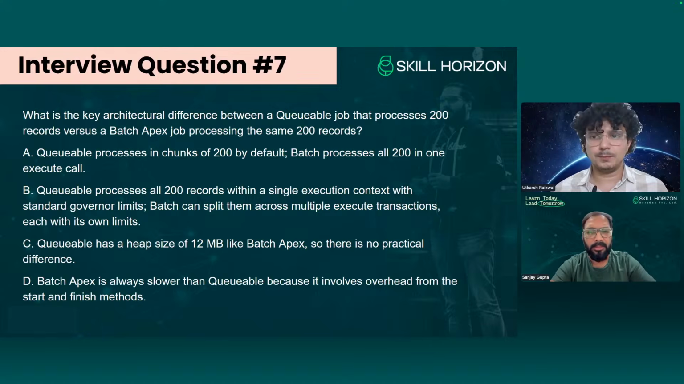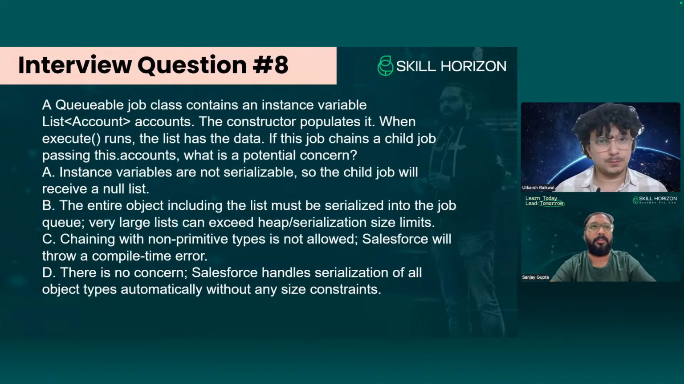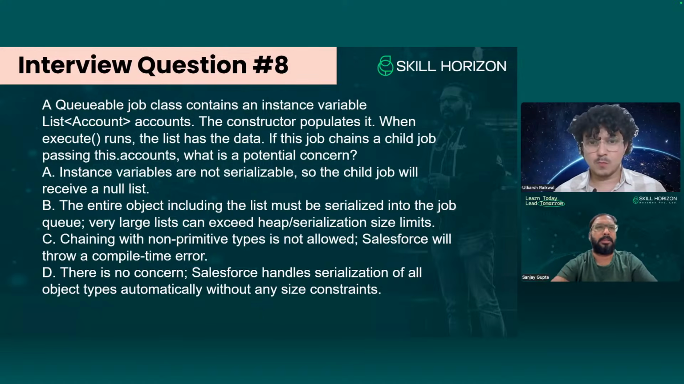Okay, moving on to the next question, question number 8. A queueable job class contains an instance variable list of accounts. The constructor populates it. When execute runs, the list has the data. If this job chains a child job passing this.accounts, what is the potential concern? This is again a very good question, and I hope many of you will be learning something new.